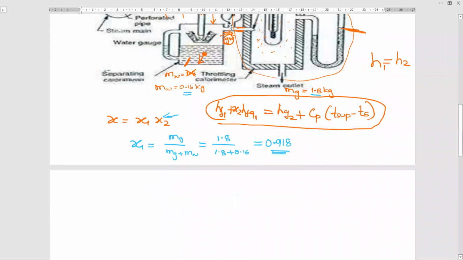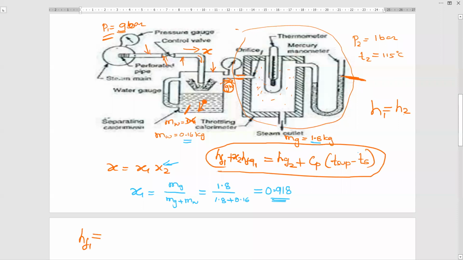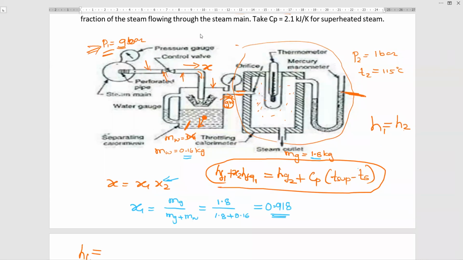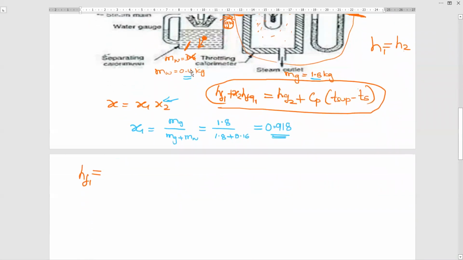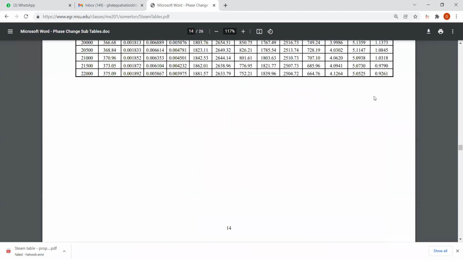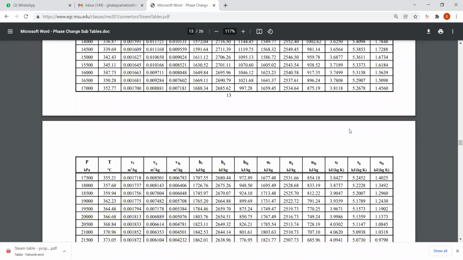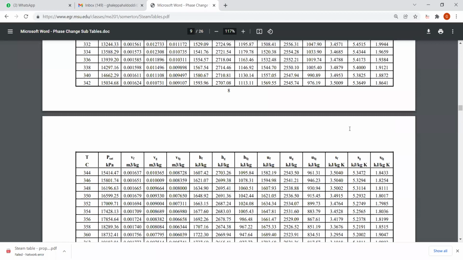Now how to calculate HF1? Dear students, in the steam table or thermodynamic data handbook, at what pressure will you take HF1? You take it at 9 bar because P1 is 9 bar. So go to the steam table, 9 bar pressure, and note down the value of HF1. If you have a steam table, open it. I will share the screen. I hope all of you see the screen. Here I brought a sample of the thermodynamic data handbook, soft copy.